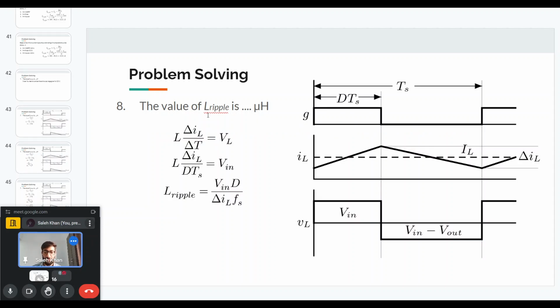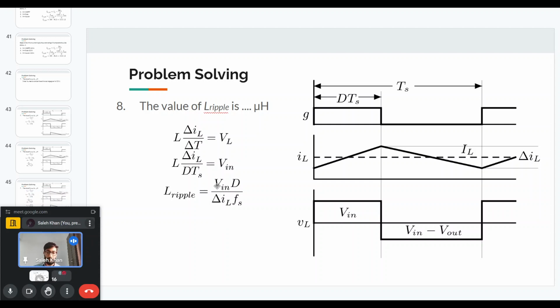Again, to find the value of L ripple, we can look at the different intervals and see what is the voltage across the inductor and what is the duration of that interval. For example, in the DTs interval, delta T will be equal to DTs and VL will be equal to Vin. If we rearrange these quantities, we get that L ripple is equal to Vin times D divided by the peak to peak ripple in the inductor current times the switching frequency.